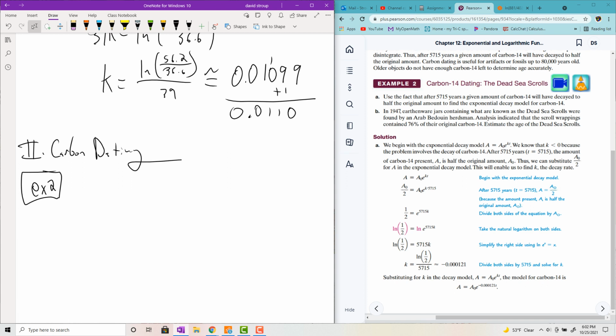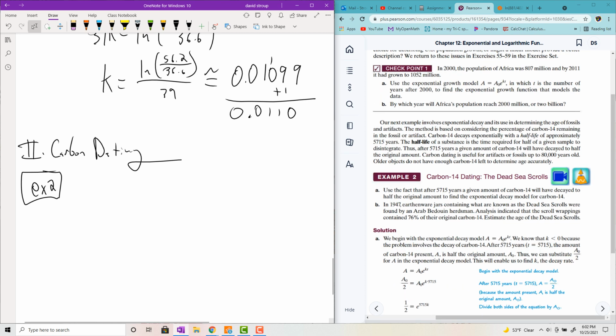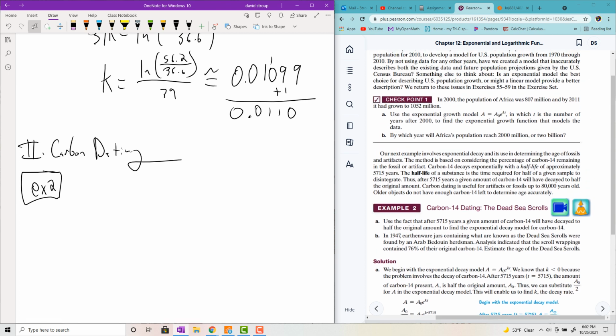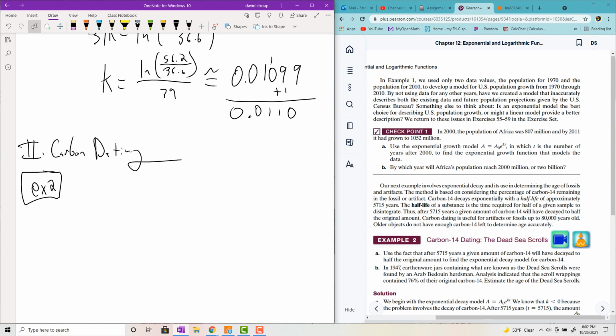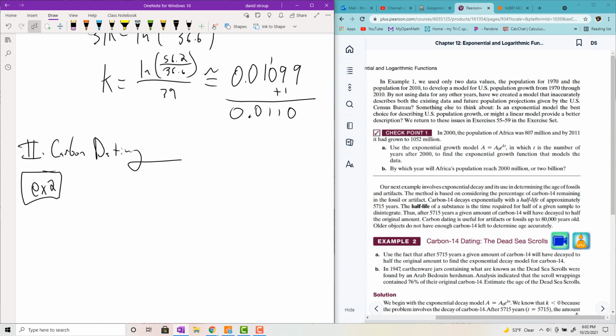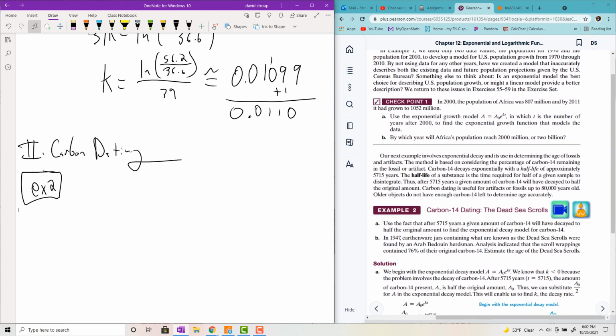All right, so example 2. I'm no expert on half-life; all I know is from what I've read. Our next example involves exponential decay and is used in determining the age of fossils and artifacts. The method is based on considering the percentage of carbon-14 remaining in the fossil. Yeah, so that's what I was talking about.